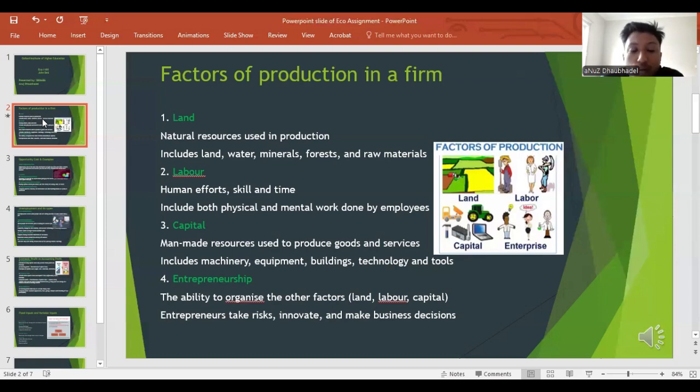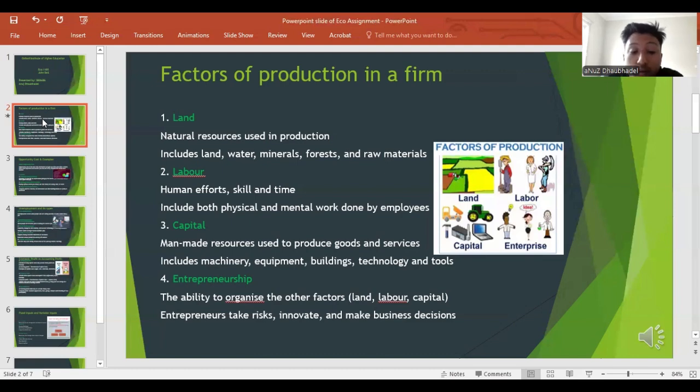And the fourth one is entrepreneurship. Entrepreneurship is the ability to organize the other three factors: land, labor, and capital. So the entrepreneurs make business decisions, take risks, and introduce new ideas or products. They are the driving force that brings everything together to make production happen.